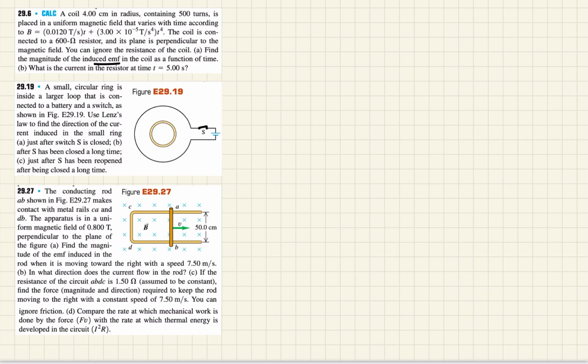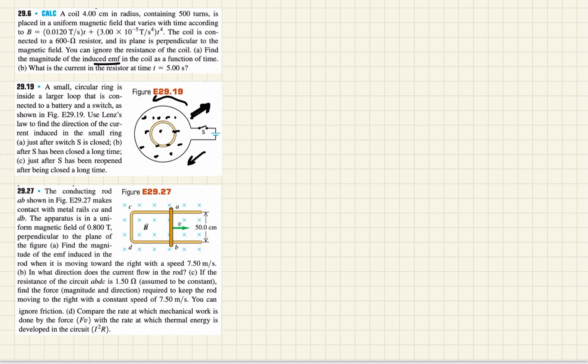Part C, you reopen the switch after it's been closed for a long time. So now there's the opposite change. There used to be a current this way, meaning a magnetic field outwards. And then the magnetic field becomes 0 because there's no current anymore because you open the switch. So it goes from outwards to 0. So the change in magnetic flux is inwards. Outwards to 0 is a net change inwards. And so your induced magnetic field would be outwards.